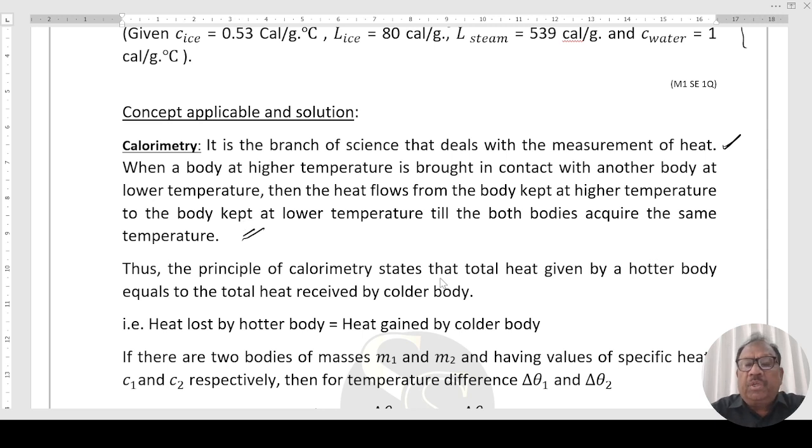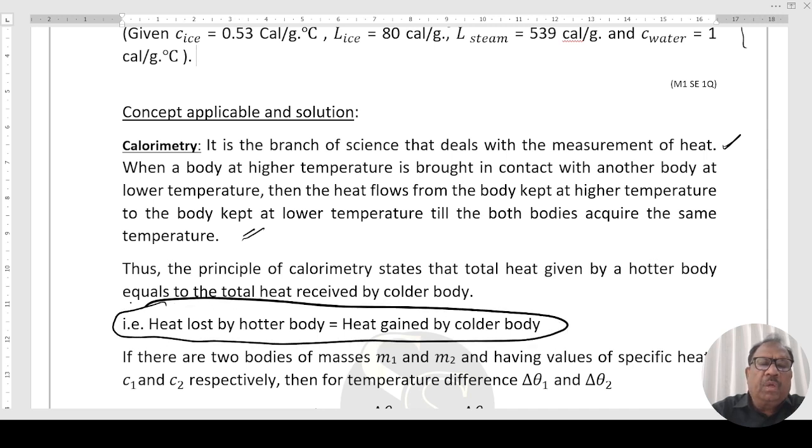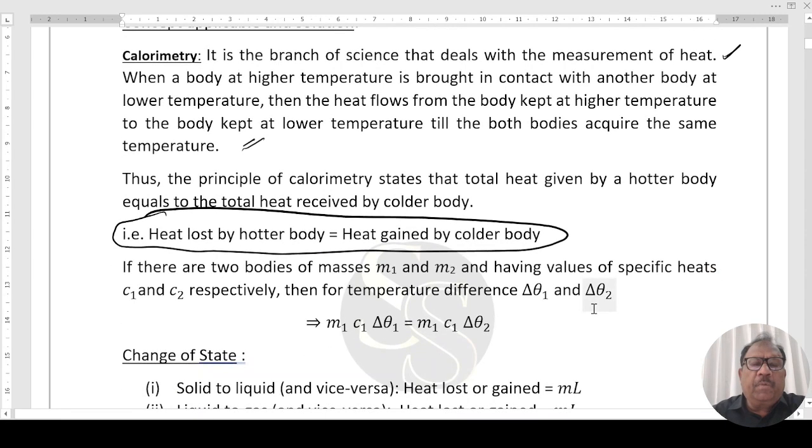Thus, the principle of calorimetry states that the total heat given by the hotter body is equal to the total heat received by the colder body. The basic principle of calorimetry is this: heat lost by the hotter body is equal to heat gained by the colder body. If there are two bodies of masses M1 and M2 and specific heats C1 and C2 respectively, then for temperature differences delta theta1 and delta theta2, heat lost by one body equals heat gained by the other body.